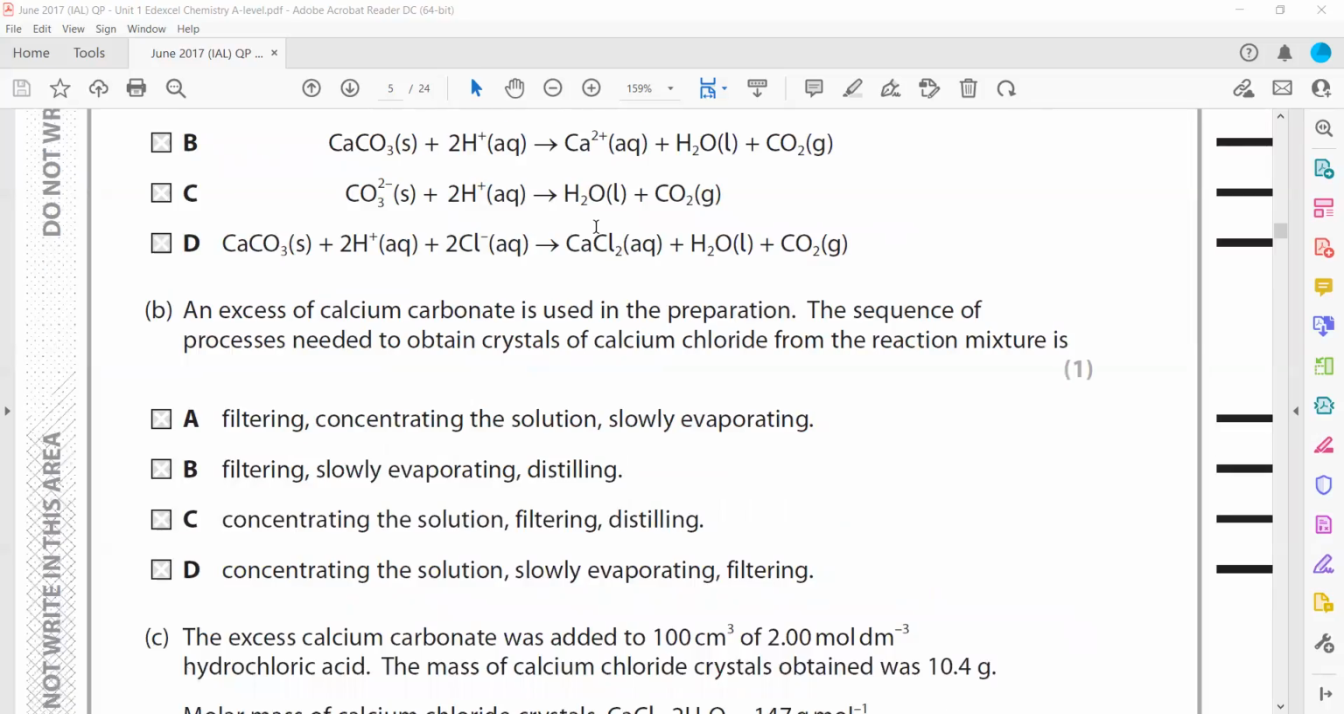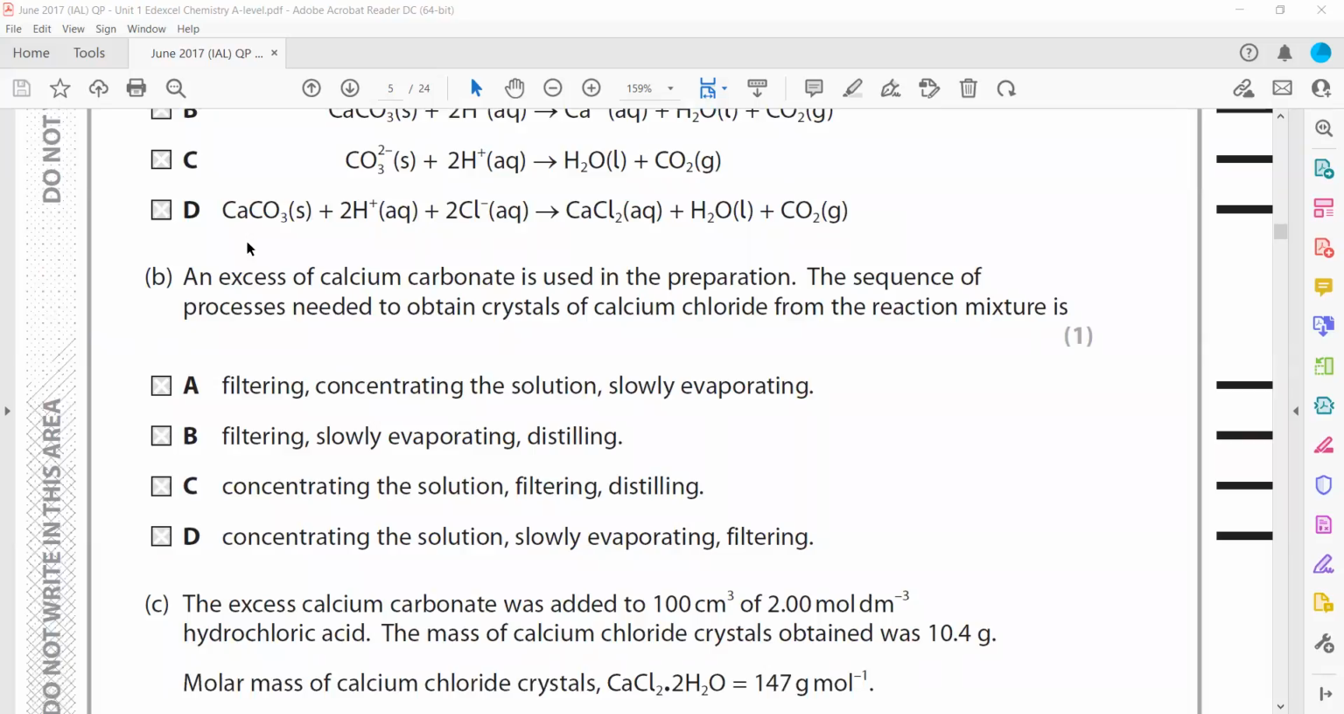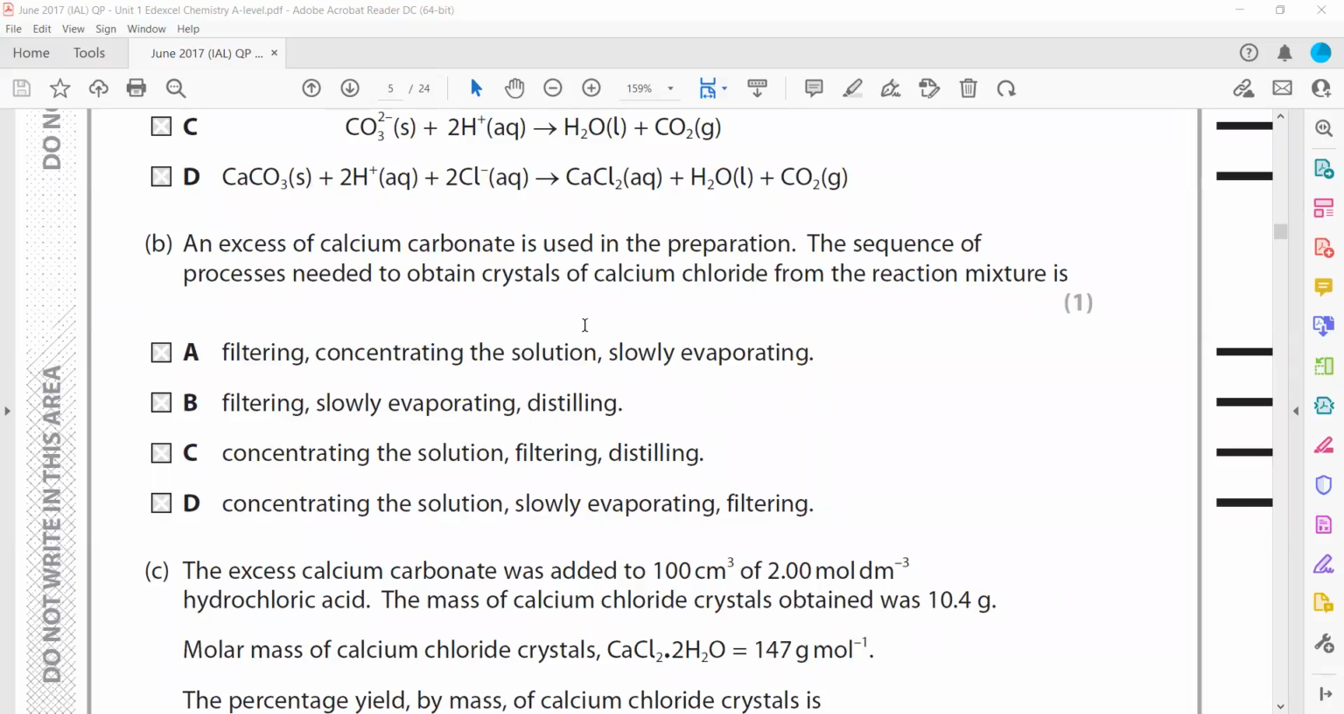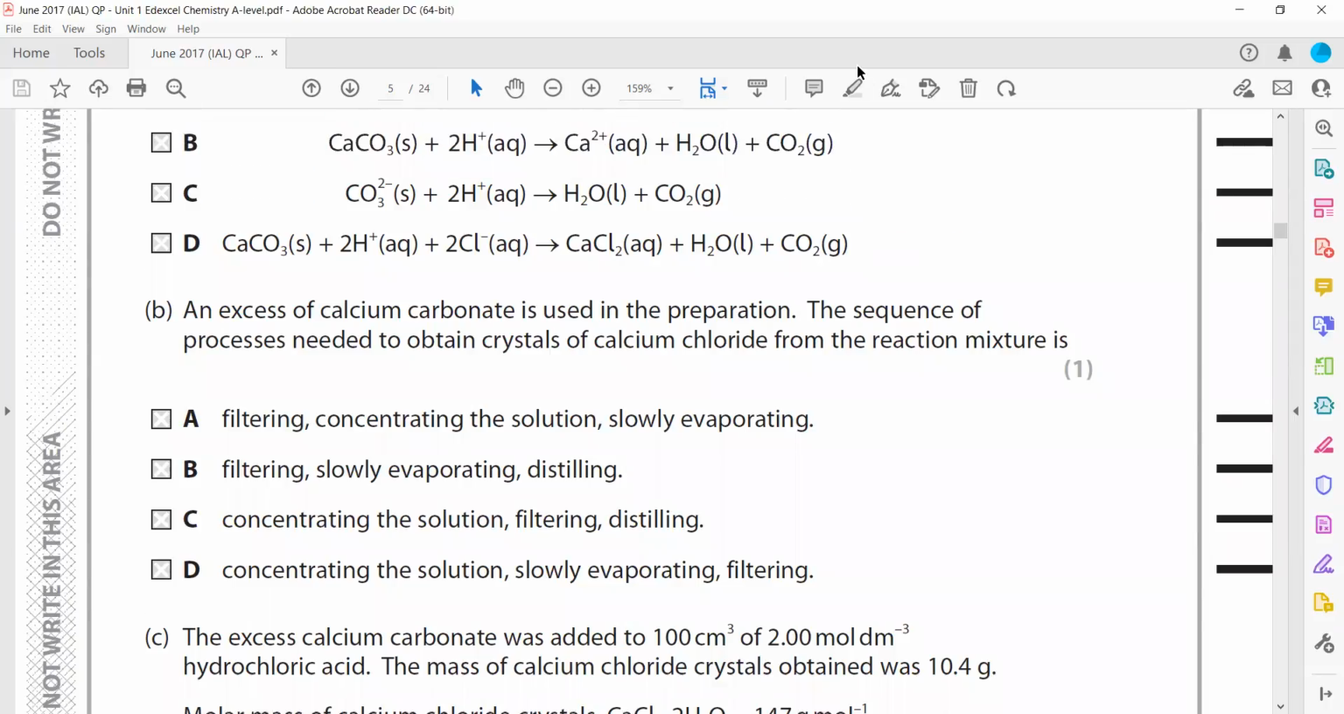Then an excess of calcium carbonate is used, what is the sequence of the procedure? So first, if excess is used, we should filter it off to remove the excess calcium carbonate, and then we carry out crystallization. So first filtration should be done, and concentrate the solution and slowly evaporate until the crystals are formed.